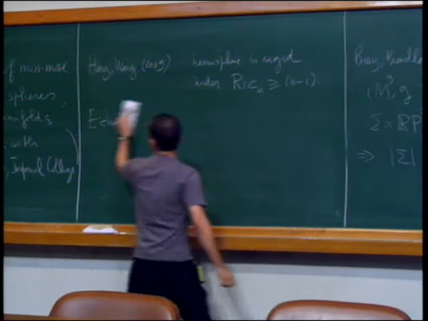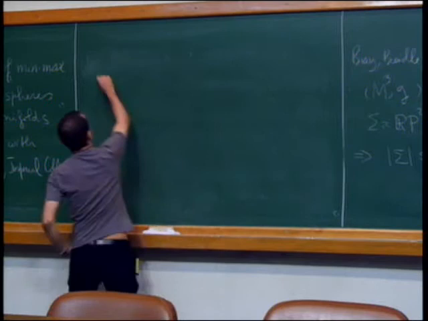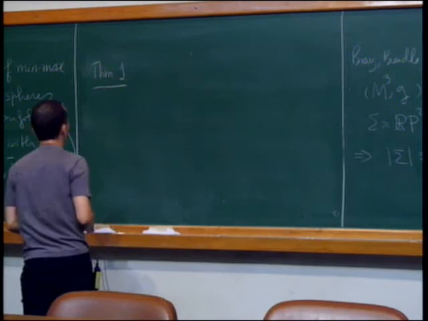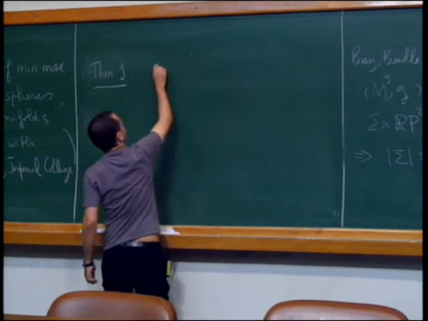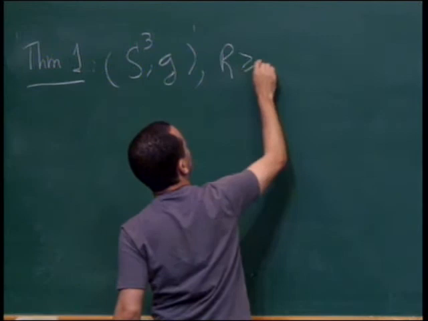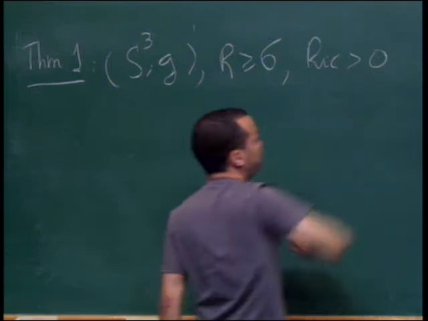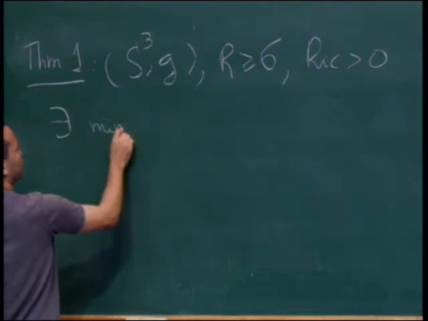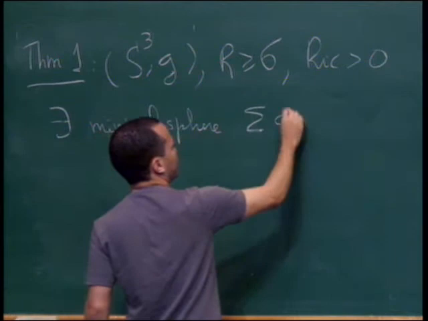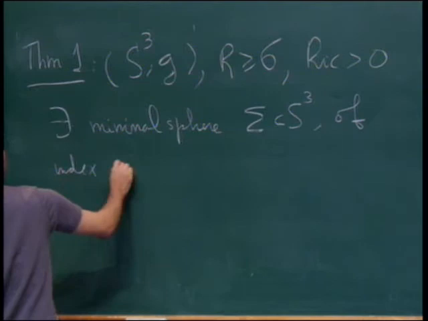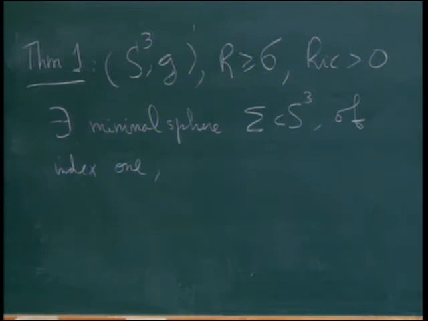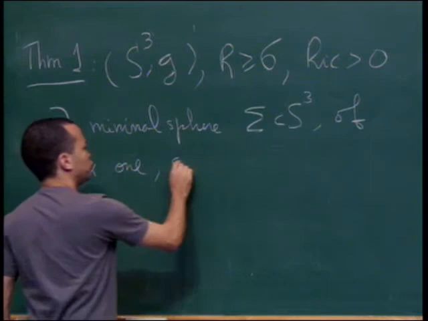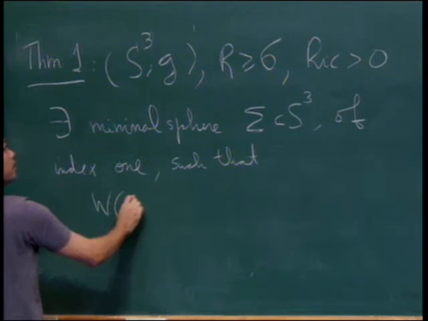So the first theorem says the following. Theorem one. This theorem is again our joint work with André Neves. The paper is available on the arXiv. It says the following: if you have a metric on the three-sphere and scalar curvature is bounded below by 6, for this theorem we actually need to assume that the Ricci curvature is positive, as in Eichmair's result. So what we prove is the following. There exists a minimal sphere sigma inside S3 of index 1. Remember that the index is the number of negative eigenvalues of the second variation operator. So there exists a minimal sphere of index 1 such that it achieves the width. So the width is realized by a single sphere, right, of index 1.